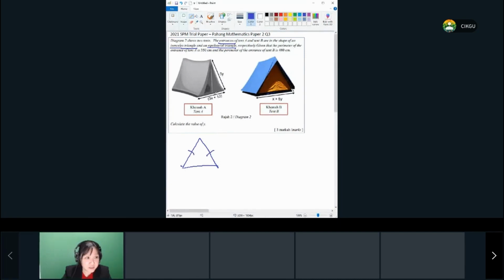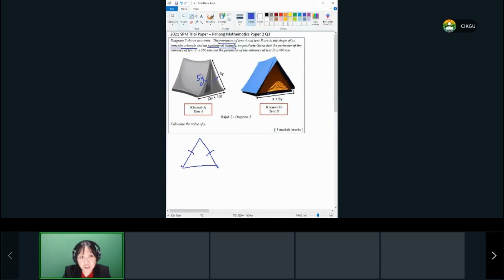This is called an isosceles triangle. This is isosceles, so that means these two sides are of the same length. You see here, this is 5y, right? That means the other side must also be 5y. This is the reason why they tell you it's isosceles. These two sides have to be the same.